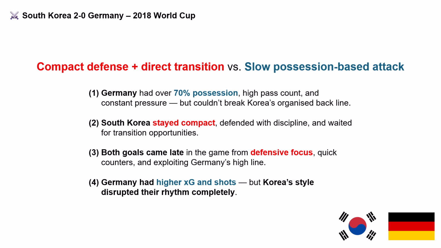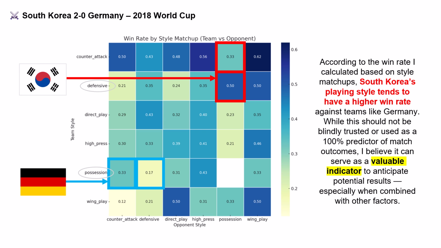But South Korea used a compact defense with a quick transition play. They remained disciplined, defended in numbers, and waited for the right moment to break forward. So eventually, both the goals came from the counter-attacks. Despite having low xG and fewer shots, their style disrupted Germany's flow completely. So this match shows how a team's playing style can counteract even the strongest opponents.